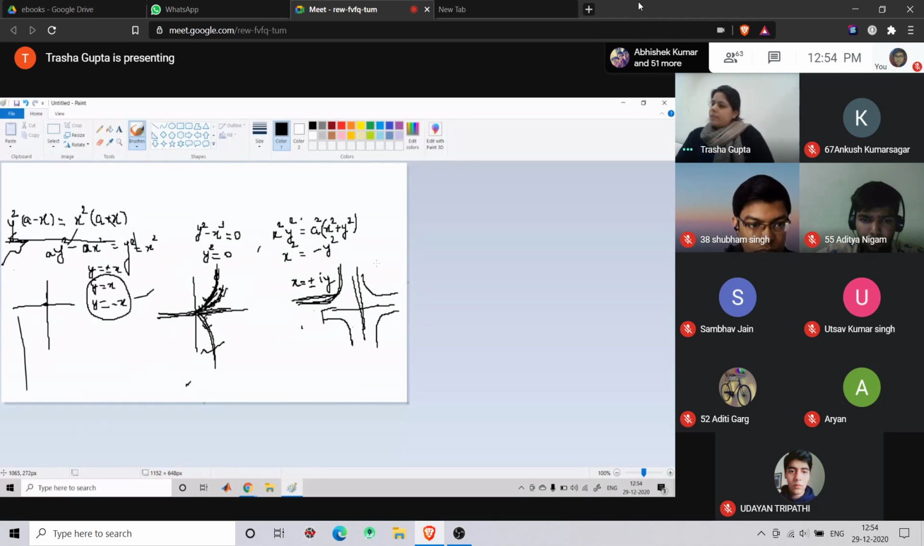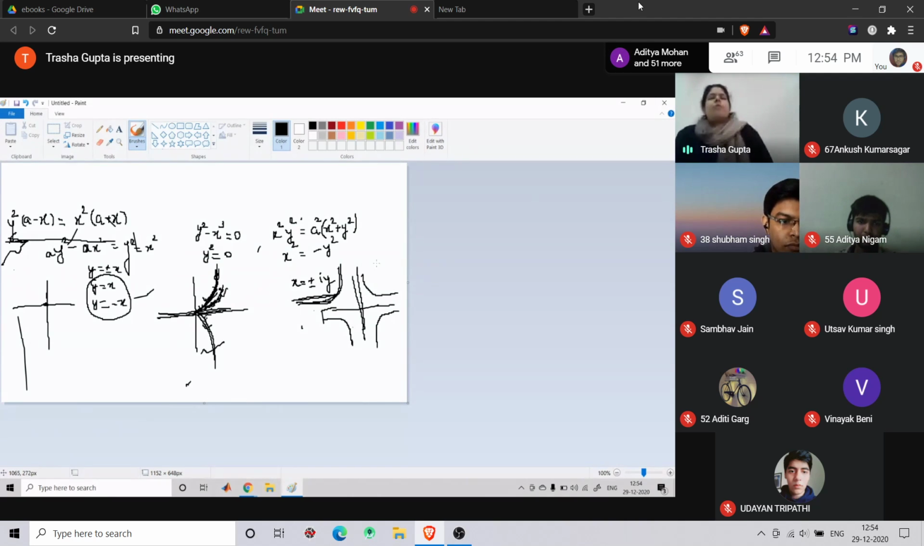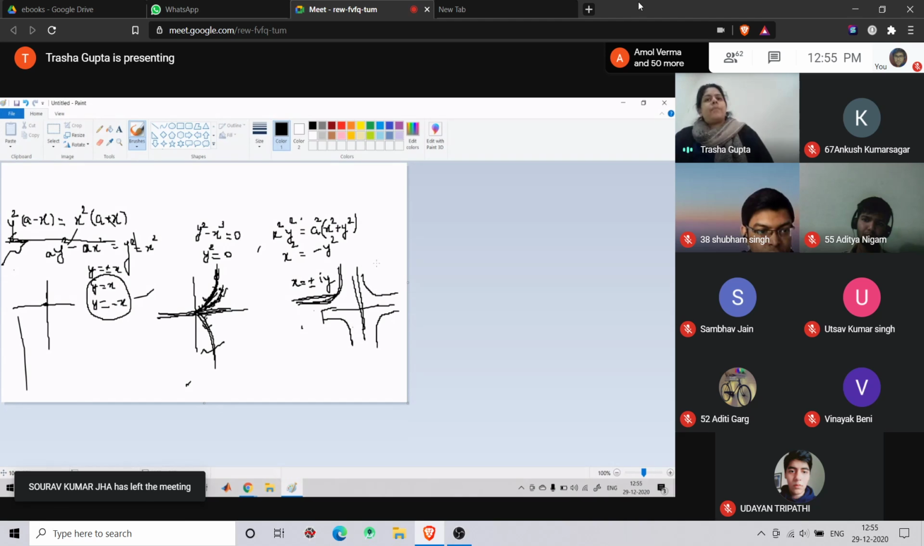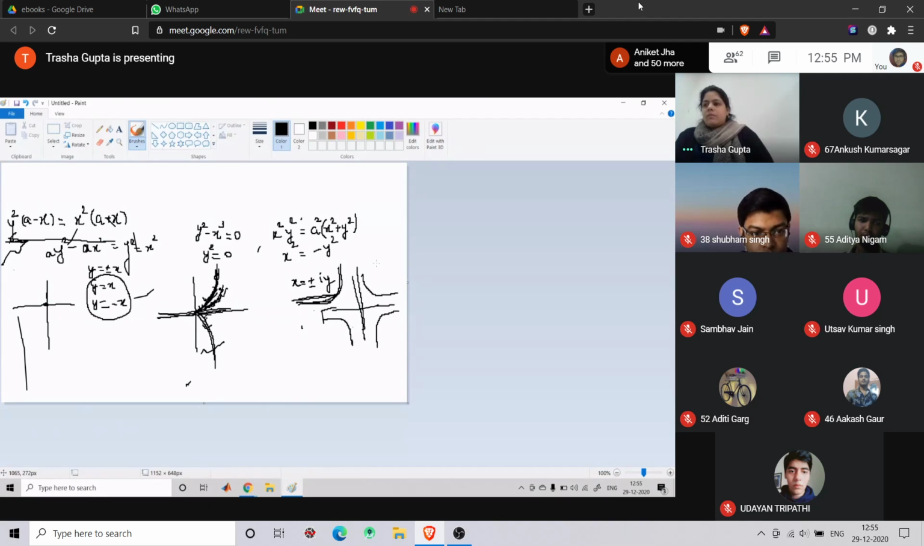I hope now you get to know that if we have multiple tangents at the origin to the curve, then they can be coincident, they can be real and distinct, they can be imaginary, right? So now the next thing is to find the intersection with the coordinate axis. How do you find the intersection of the curve with the coordinate axis?